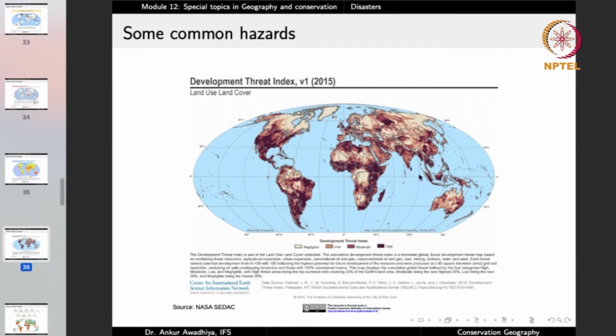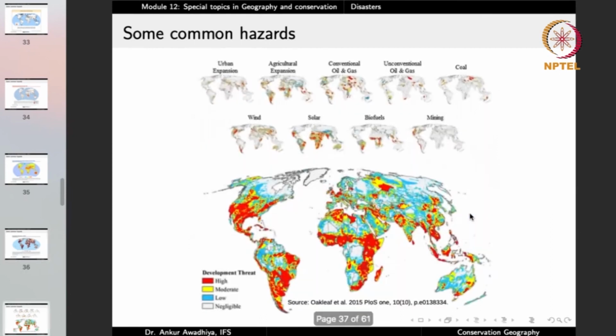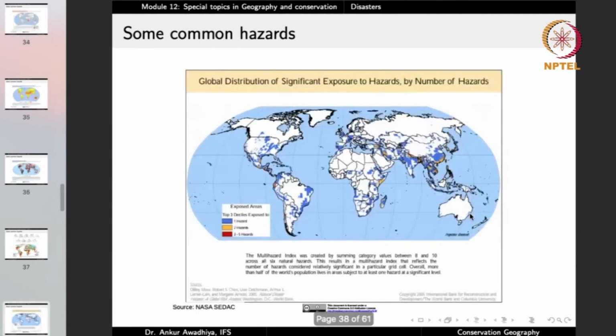And we find that a large portion of our country, most of the US and Mexico, large portions in South America, large portions in Africa, large portions in Australia. So you find a threat because of development that is there in a large number of areas.